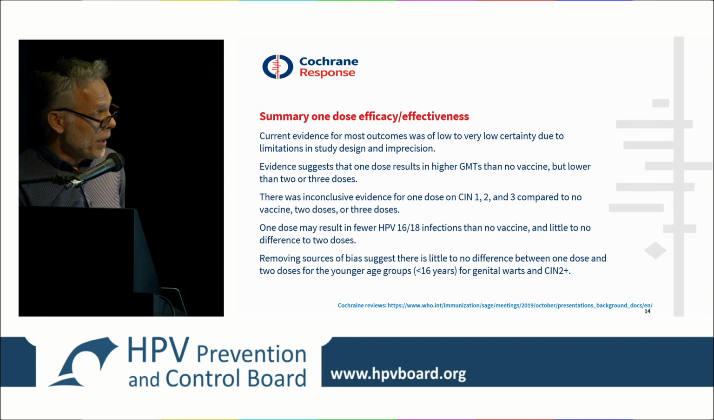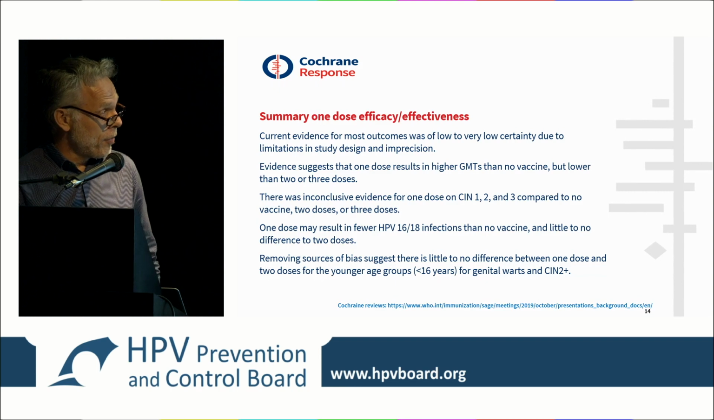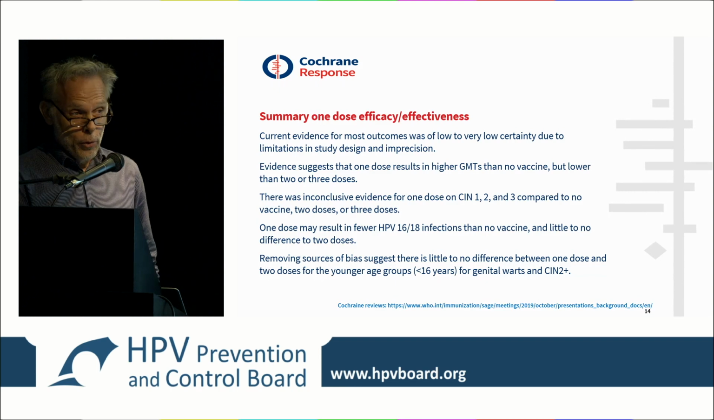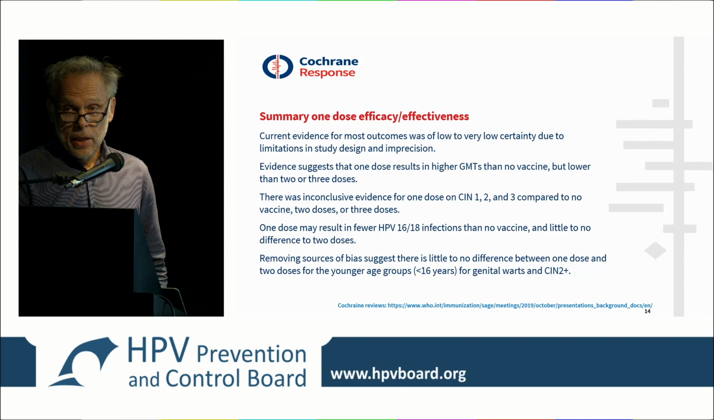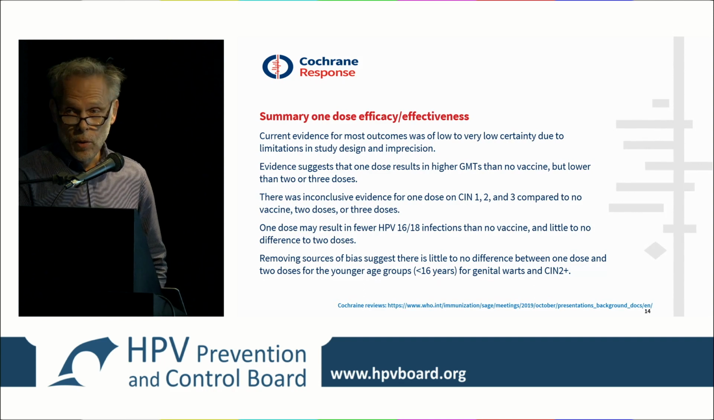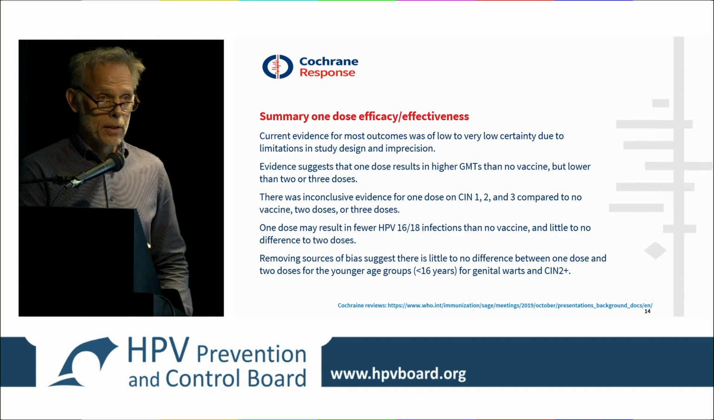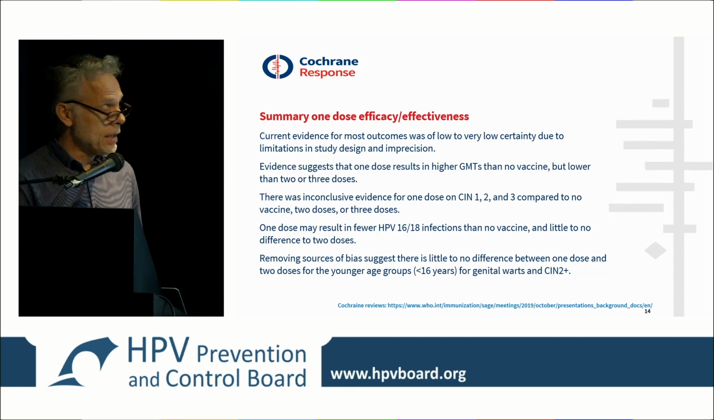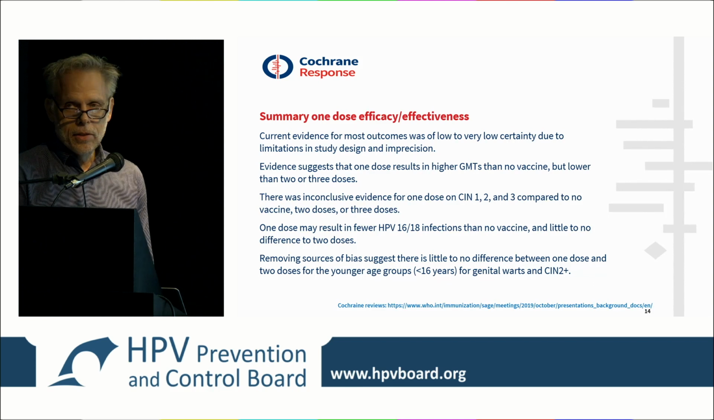So we looked at one dose of efficacy. At the moment, the conclusion is it's very promising evidence, but it's of low quality because they are not RCTs, but are derived from data. Some of the data were RCTs in the past, but that's not how the individuals in those data sets were selected. And therefore, SAGE decided at the moment it's too early to move to a one-dose recommendation.